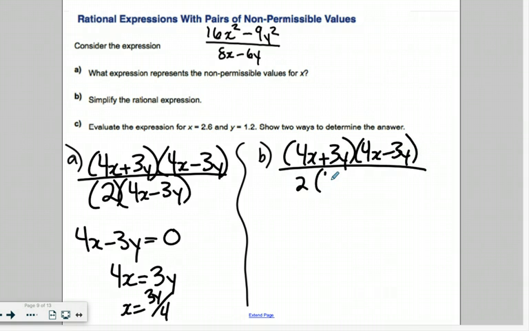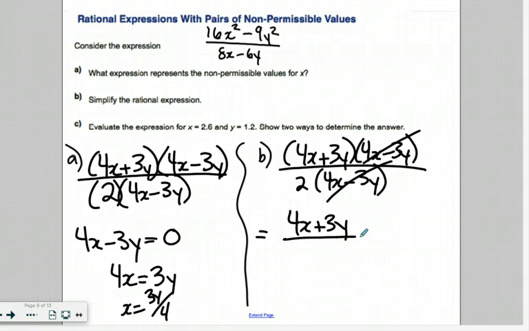and 2 times 4x minus 3y in the denominator, we should see this common factor of 4x minus 3y. That can be canceled, leaving us with a simplified expression of just 4x plus 3y divided by 2.